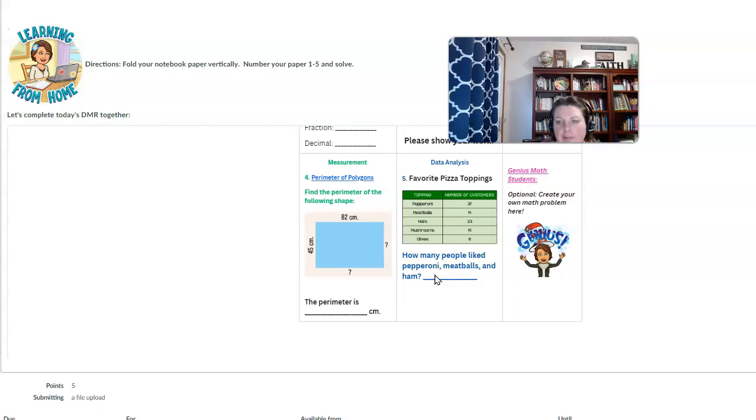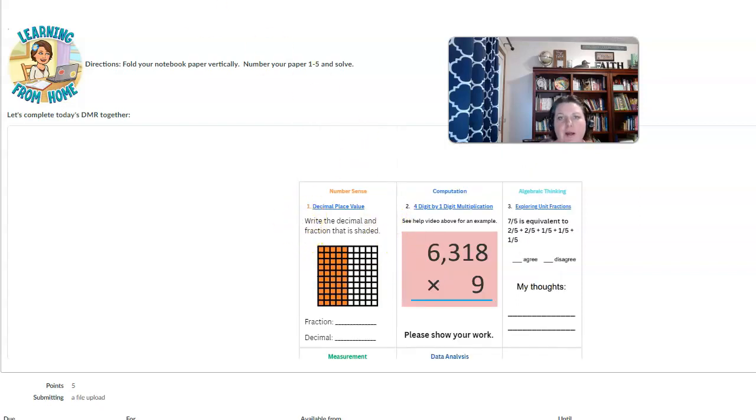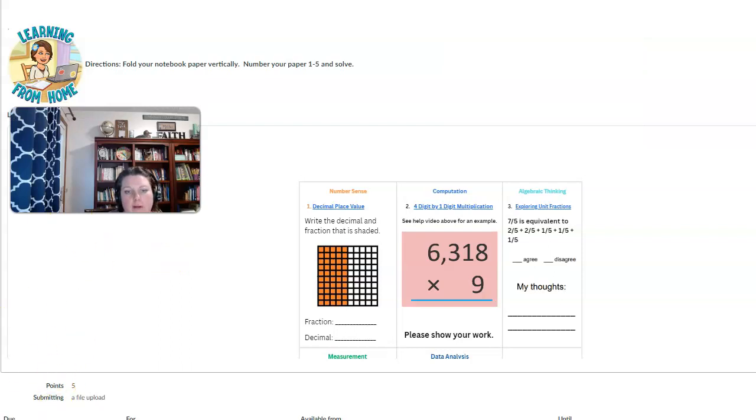So I'm going to go to this math DMR like on a sheet of paper. So get ready to write along with me on either a whiteboard or your math notebook. First things first, fold your notebook paper vertically, number 1 through 5. Put your name and day at the top and be ready.